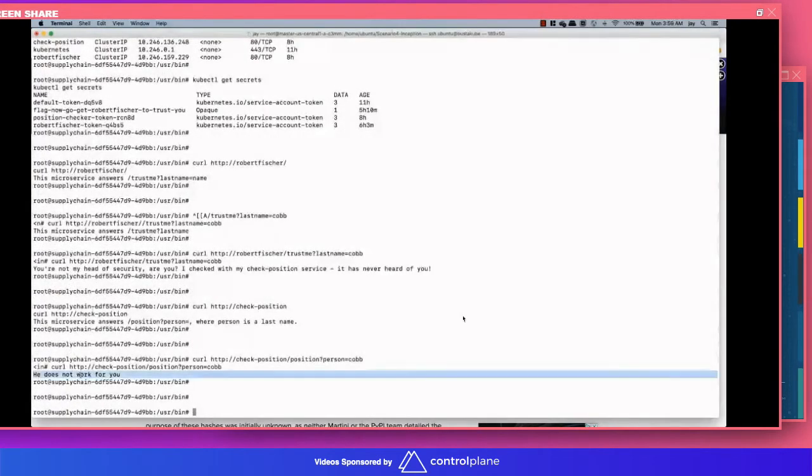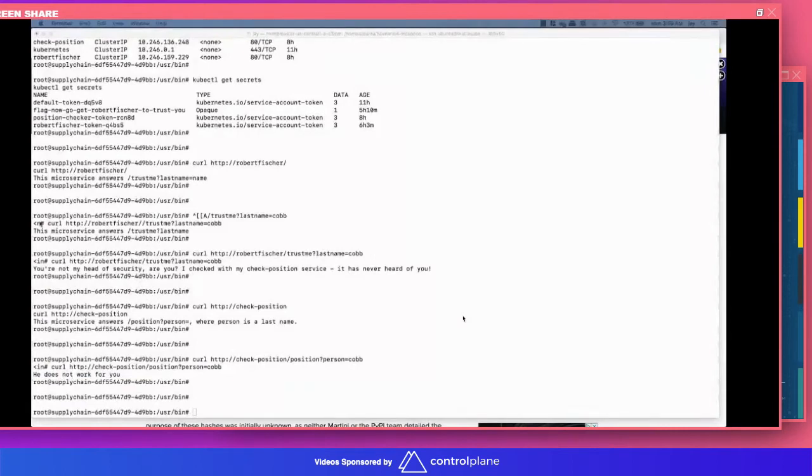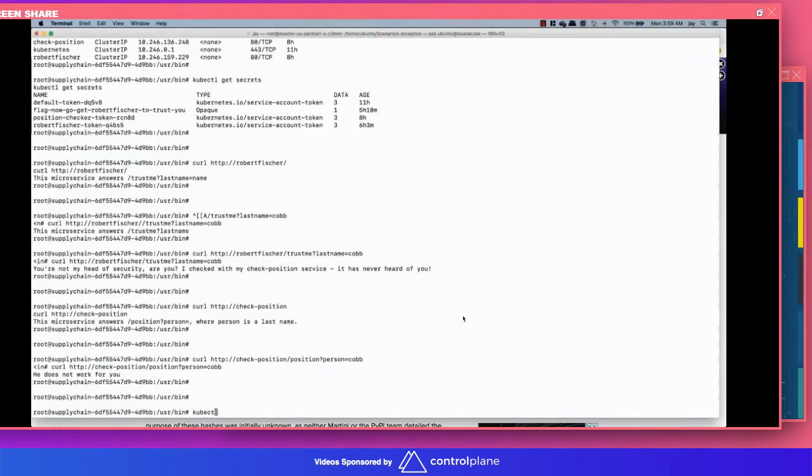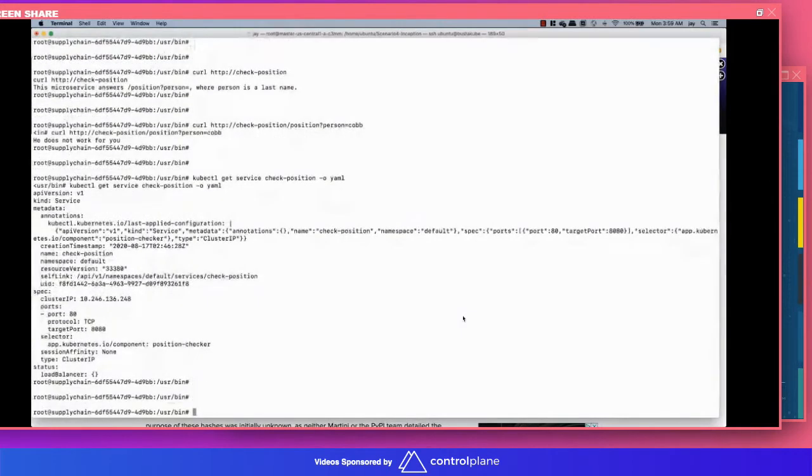I'm doing this because that's a very normal pattern we see in Kubernetes clusters, where you have taken an app and broken it up into microservices and they query each other. So Robert Fisher is querying his CheckPosition service to find out what someone's job is, and thus whether they work for him. And CheckPosition is going to say this person, Leonardo DiCaprio, doesn't work for you. And that's not good. We want Robert Fisher to think that Leonardo DiCaprio does.